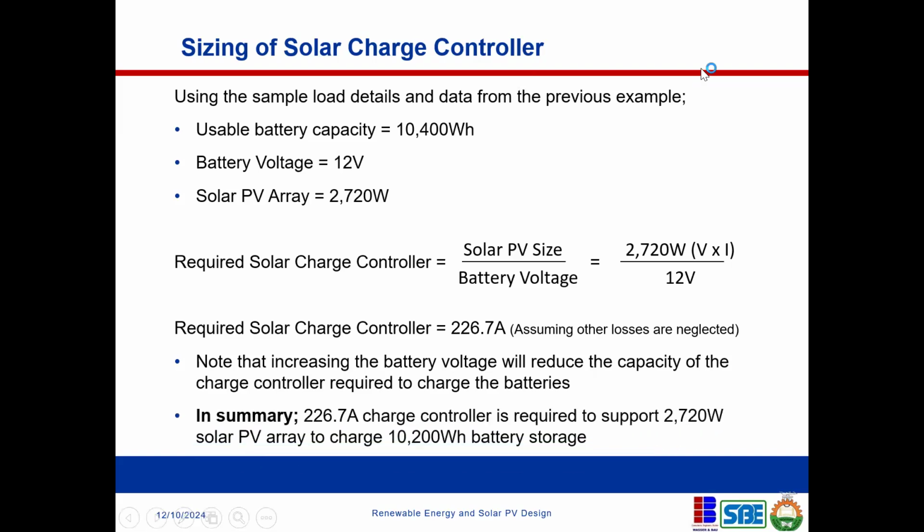Okay. So now this is the summary of our design. We've been able to size all the equipment in this system to meet the load, right? So you need a 226.7 amp charge controller. It's going to support a 2,720 watt solar PV array, and of course, to charge a battery of 10,200 watt hour.